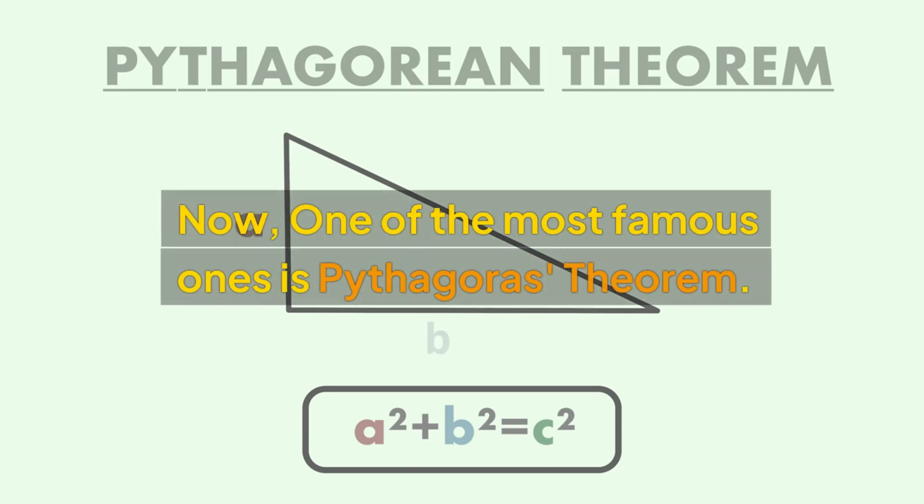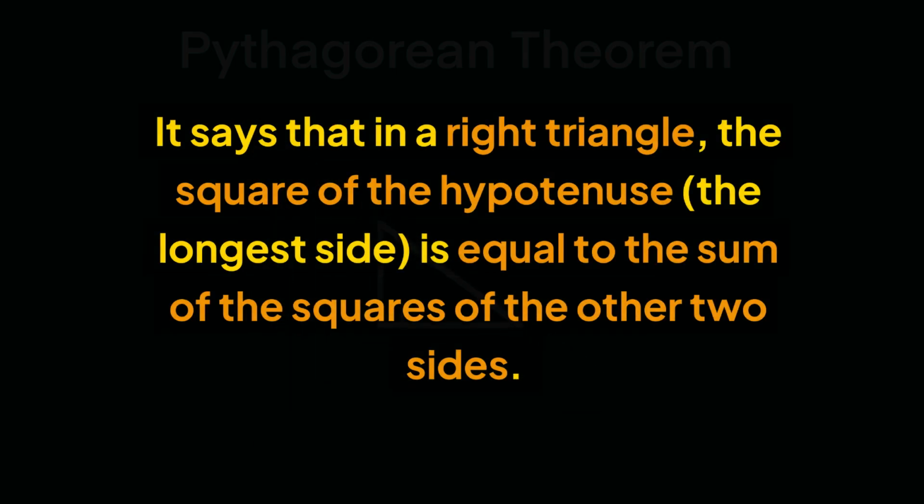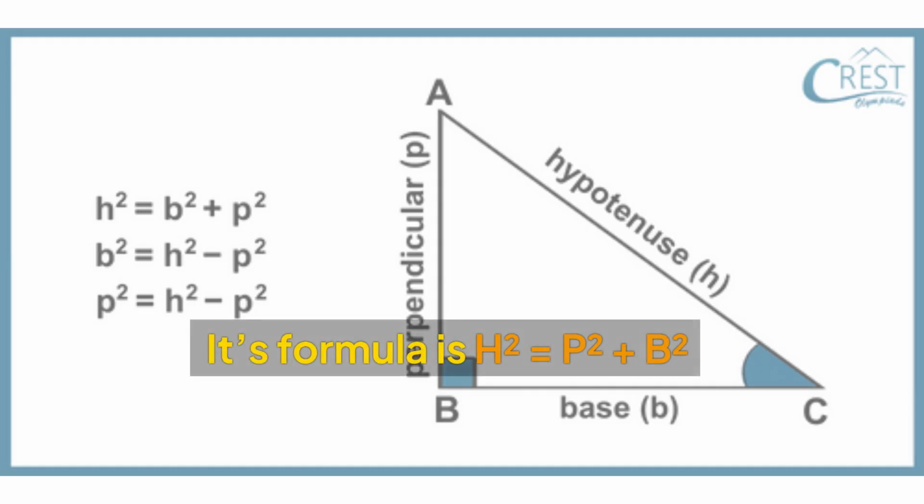Now, one of the most famous ones is Pythagoras' theorem. It says that in a right triangle, the square of the hypotenuse, the longest side, is equal to the sum of the squares of the other 2 sides. Its formula is h squared equals p squared plus b squared.